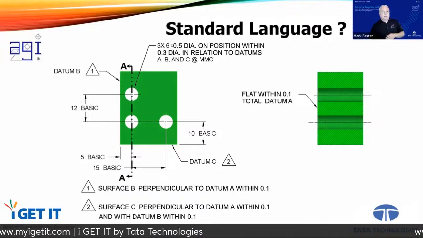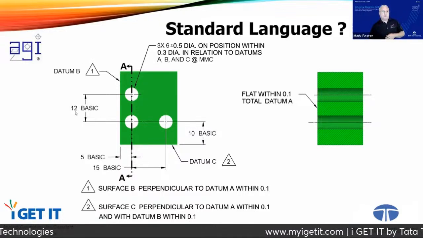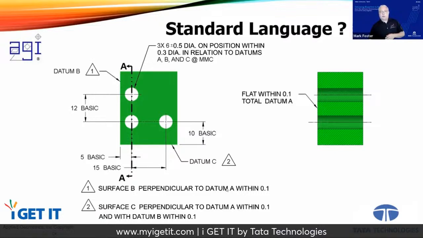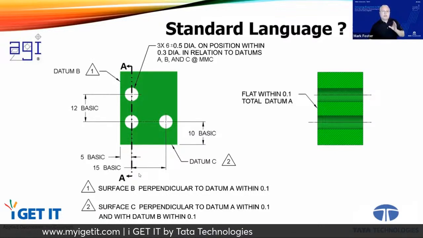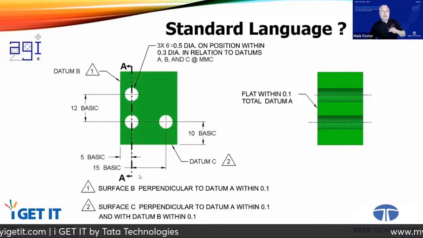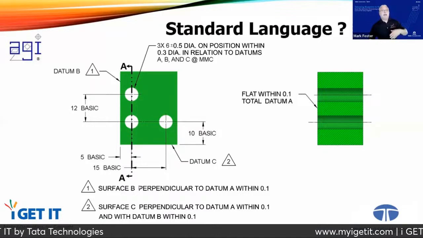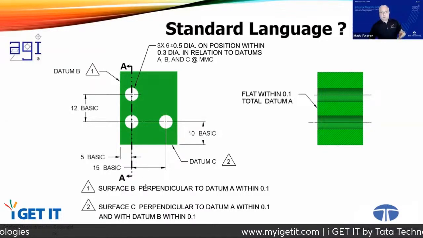And we have a surface over here that's datum B. It's got a flag note there, and the flag note says surface B has to be perpendicular to datum A within 0.1. Once I totally understand what that means, I can do what it takes in the shop floor to achieve it. I can do what it takes in the inspection department to inspect it.